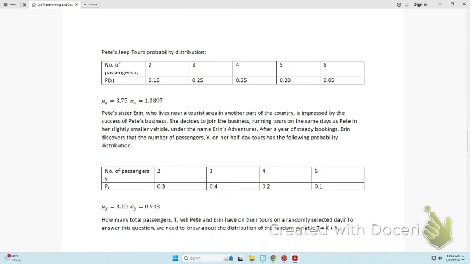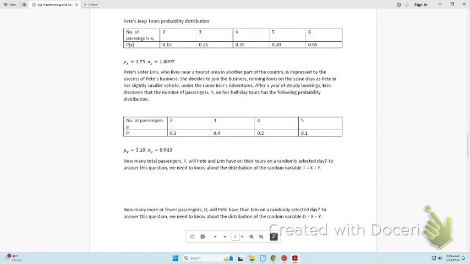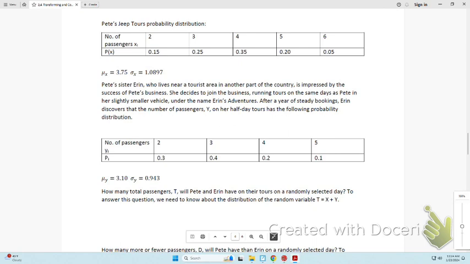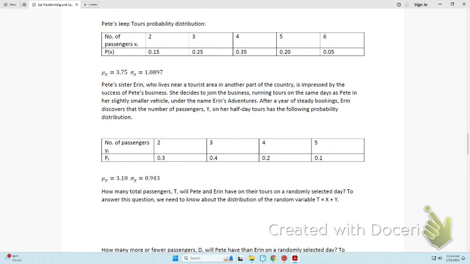Pete has a sister named Erin. I'm going to zoom out a tiny bit. So we've already done the top of this page. That's from yesterday. Pete has a sister named Erin who lives in another part of the country, and she's going to start her own Jeep tour business. And based on her business, she has that distribution right there. So I did a little bit of math for us, and there's Erin's mean and standard deviation, and so is Pete's right above it. We didn't quite get to the bottom of this page.